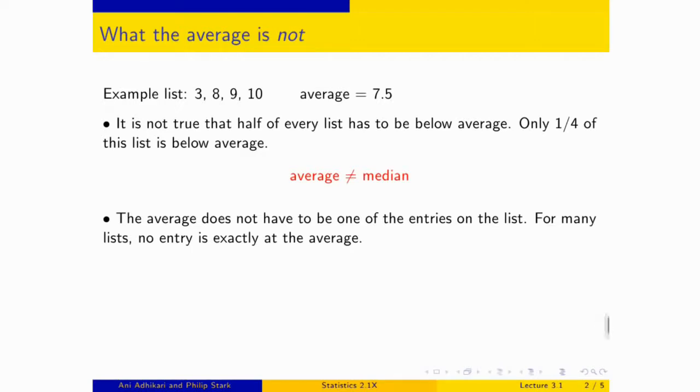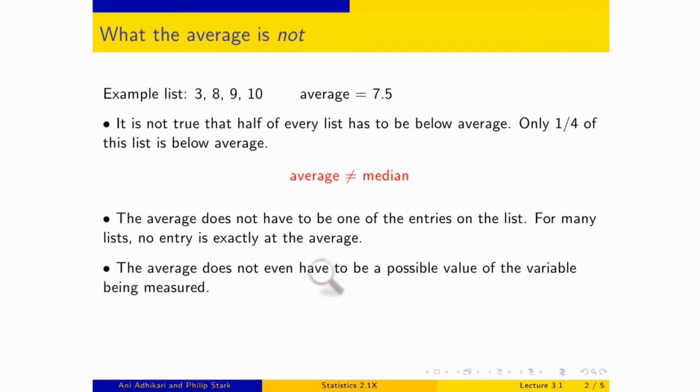And the next thing I want to note is these entries are all of them whole numbers. And so, they could be anything that's a whole number. For example, they could be monkeys in different areas of a zoo. One area has 3, one has 8, one has 9, and one has 10. And what's the average? 7.5. Don't round. You were going to round, weren't you? Yes, don't round. The average is neither 7 nor 8. The average is 7.5. Let us make an observation here. The average does not even have to be a possible value of the variable being measured.